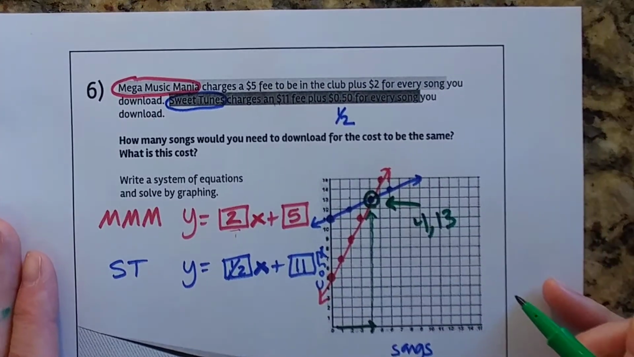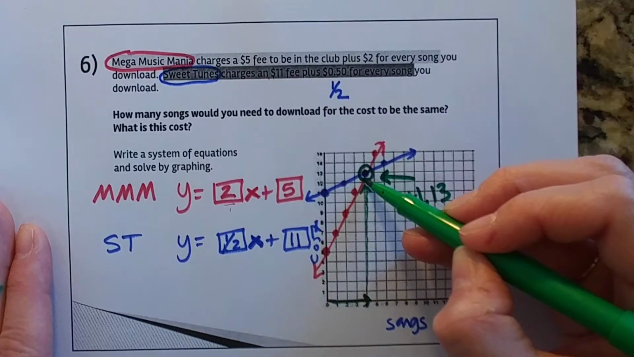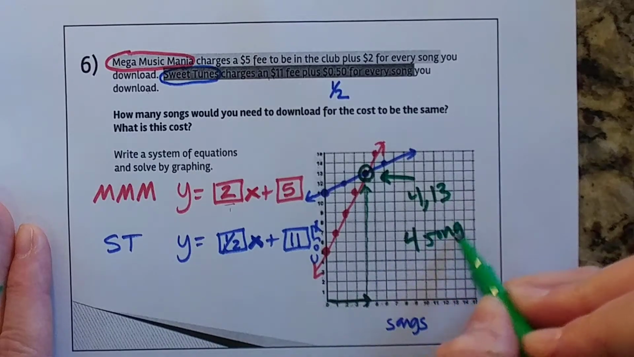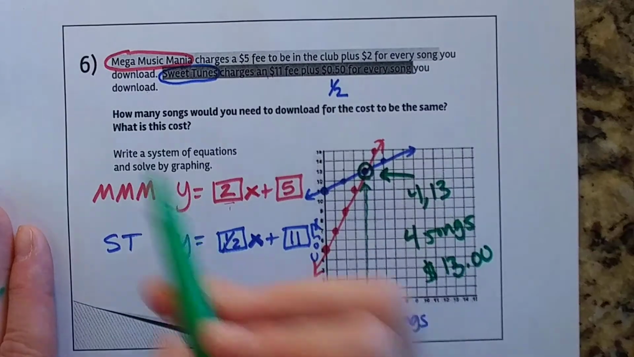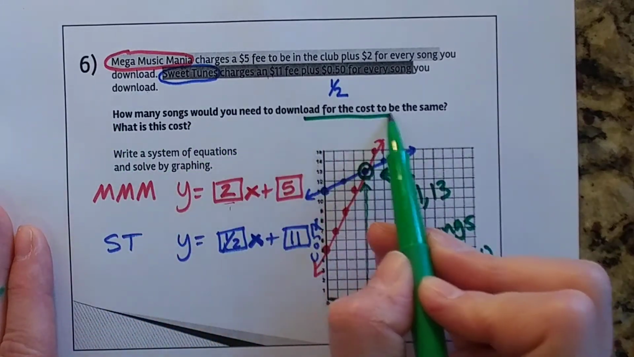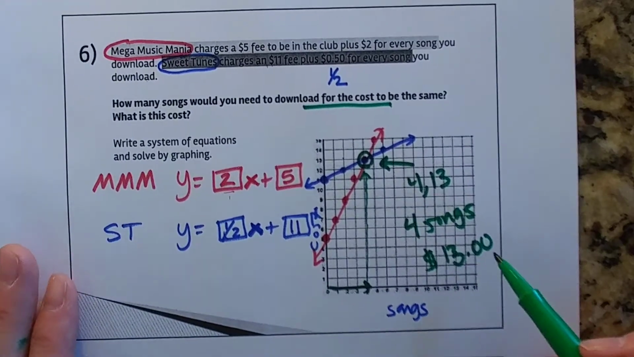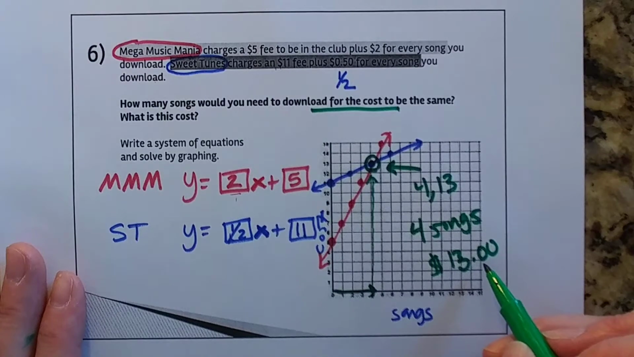Now what does that mean? We went over 4 songs and then up 13 on the cost here, $13. So this is 4 songs, $13. So how many songs would you need to download for the cost to be the same? 4 songs. So if I plan on only downloading 4 songs, I could go to either place, because either place would charge me $13.